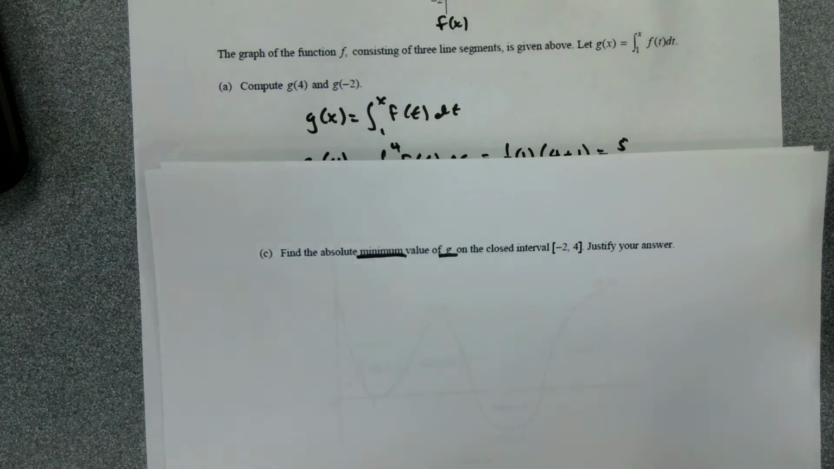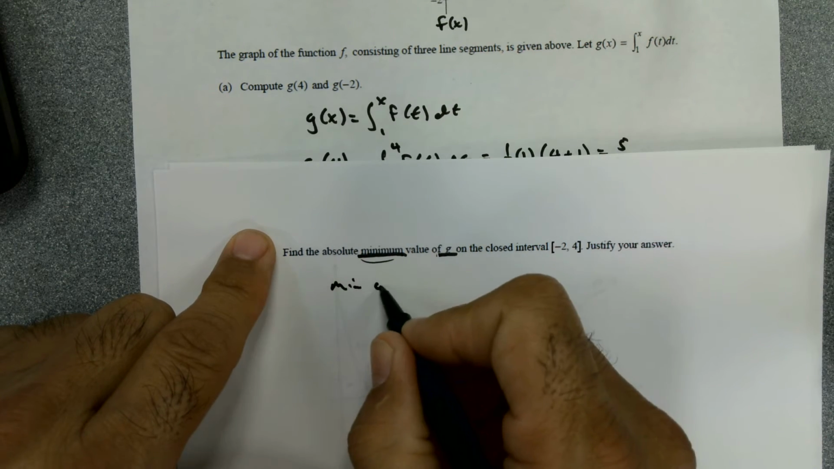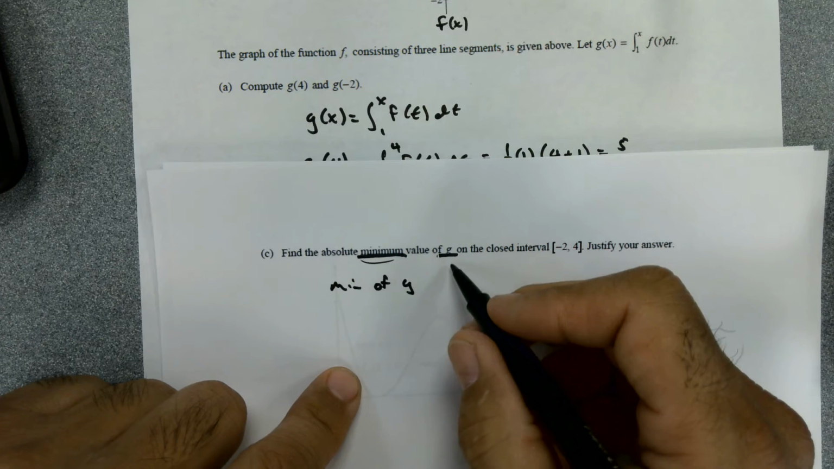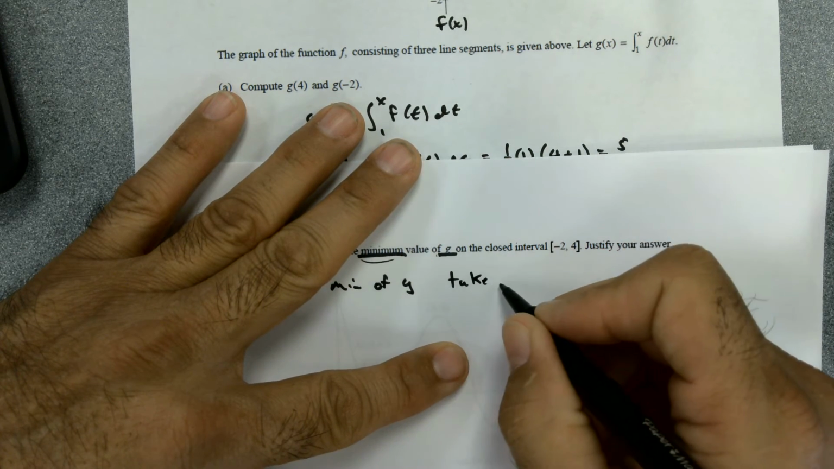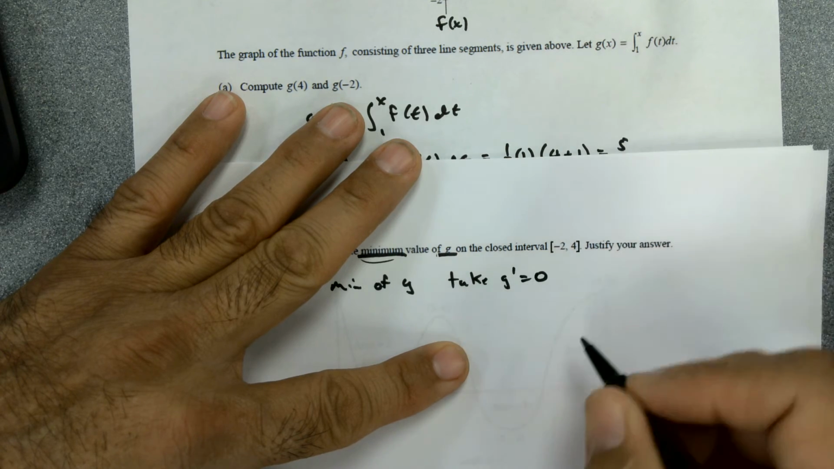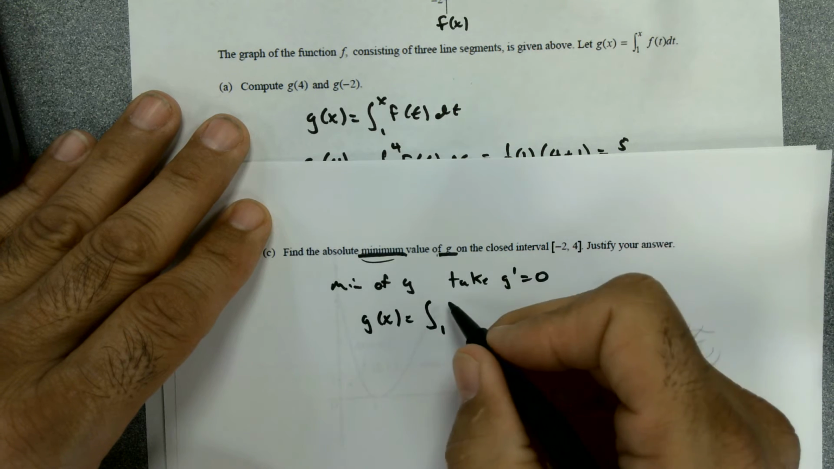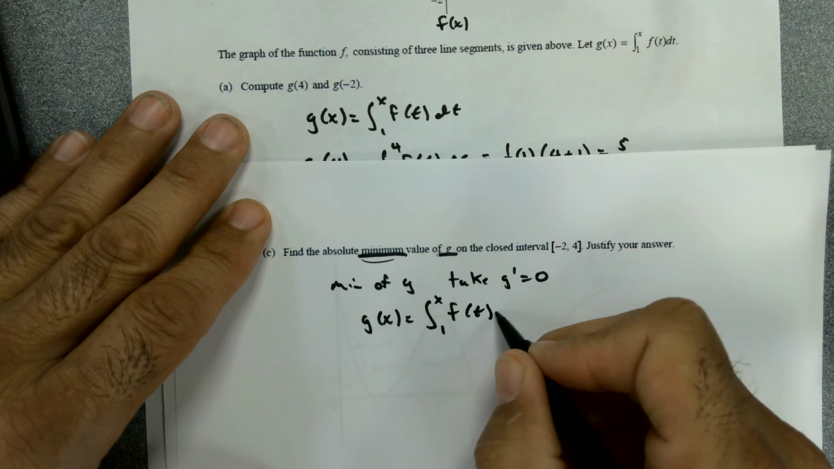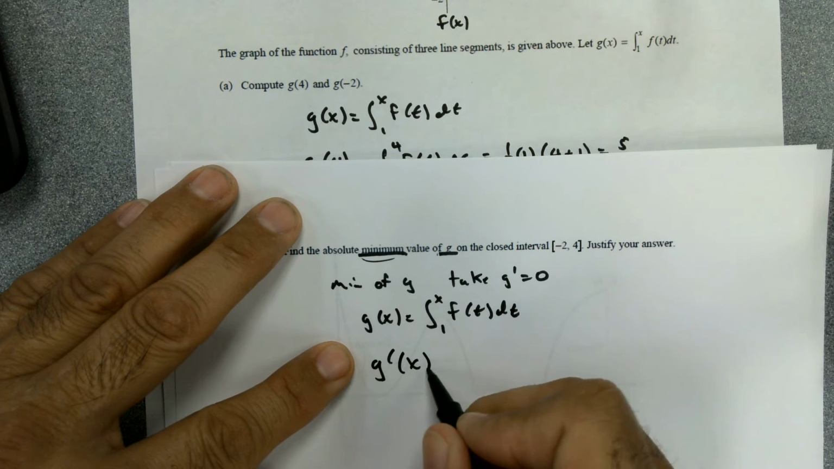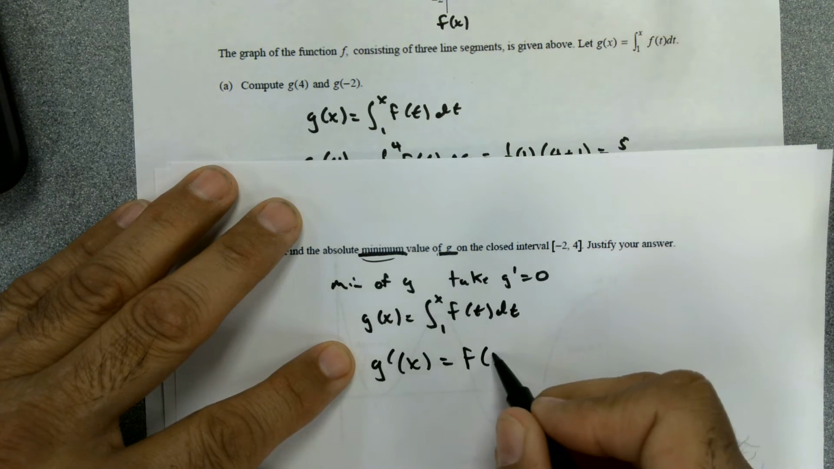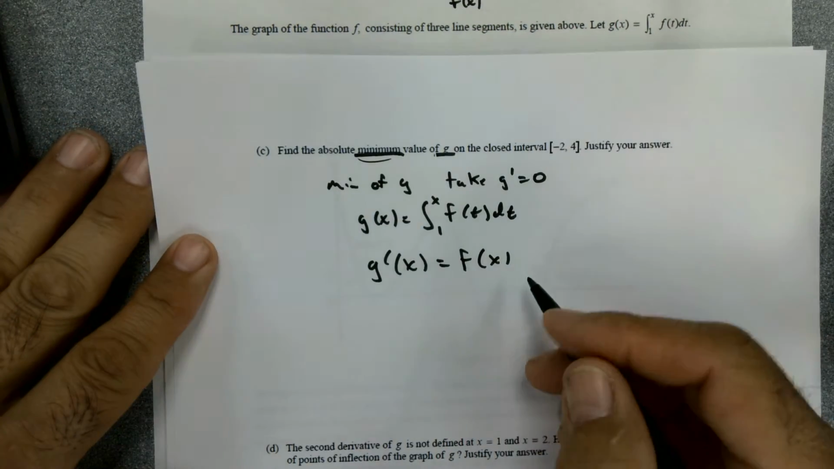All these problems are the same. I see the absolute minimum of g. So min of g, that means take the derivative of g and set it equal to 0. So take g prime and set it equal to 0. So I know that g of x is equal to the integral from 1 to x of f of t dt. So if I take the derivative of g, which is g prime, again, back to the fundamental theorem of calculus, that's going to be f of x.